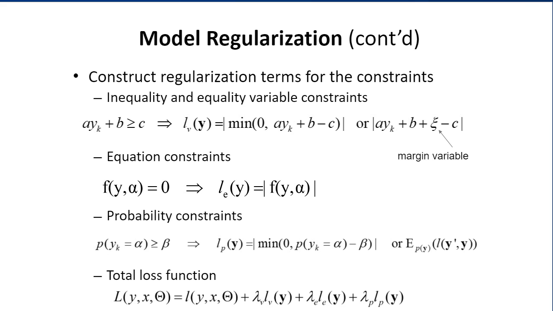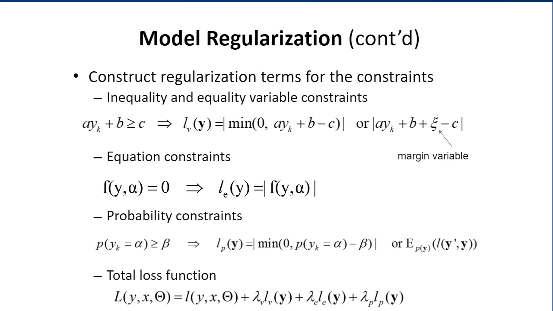And similarly, we can also use a positive margin variable to change the inequality constraint into an equality constraint. And during the implementation, we can minimize the value of the positive margin variable. So this is how we can convert inequality constraint into a regularization term. And if it is an equation constraint, for example, if this is the constraint, then we can simply construct a loss term by using the absolute value, right? If it is satisfied, then this term is close to 0. If this function is not satisfied, then you're going to have a non-zero value that is bigger than 0. So this forms the loss.